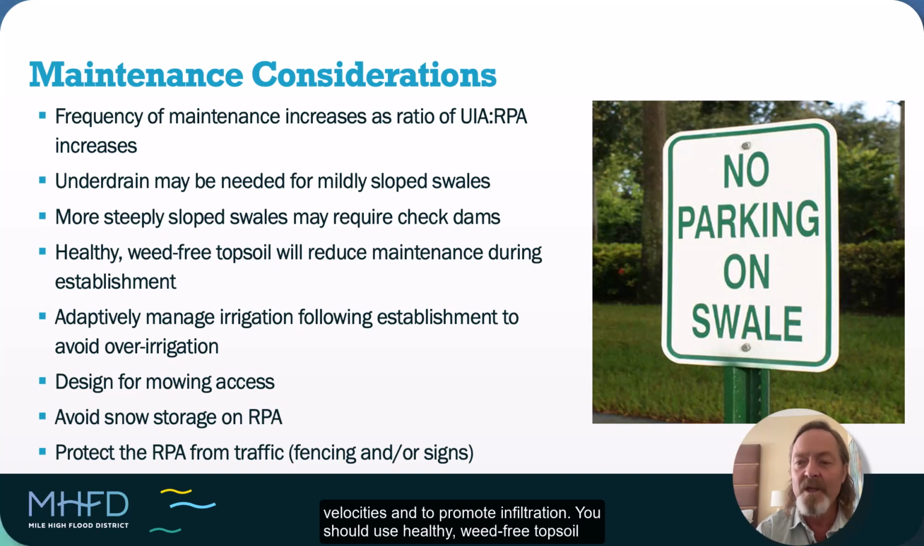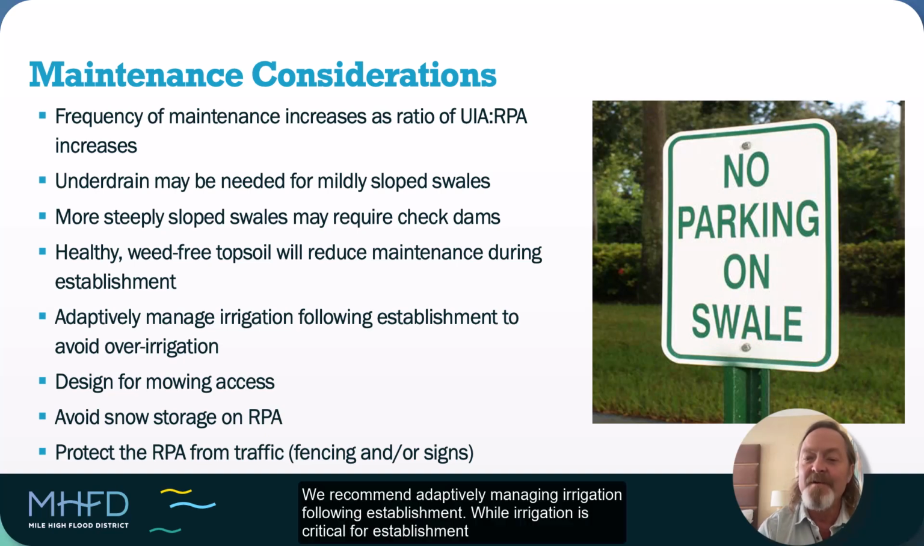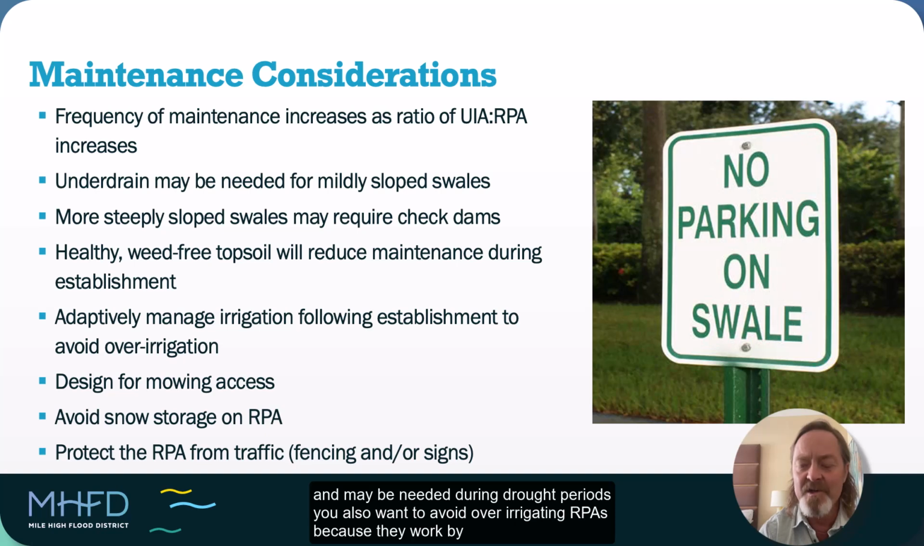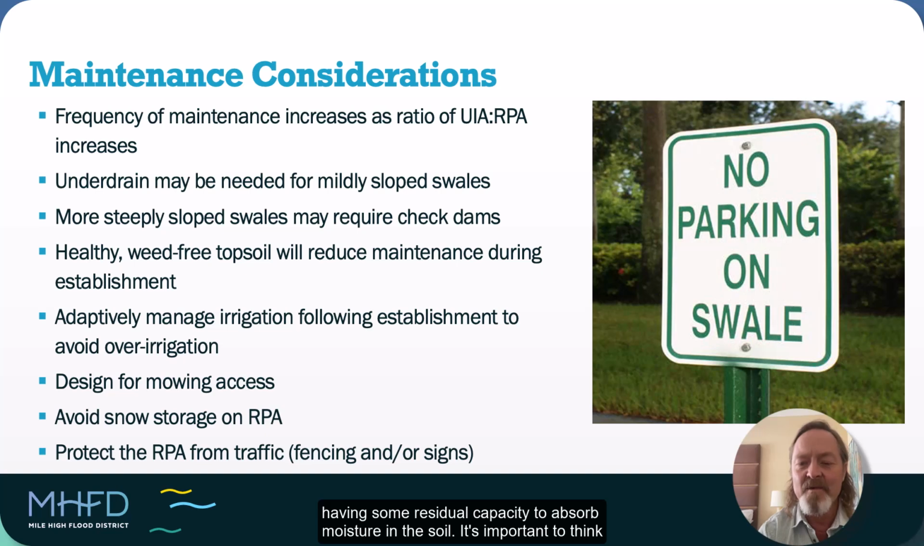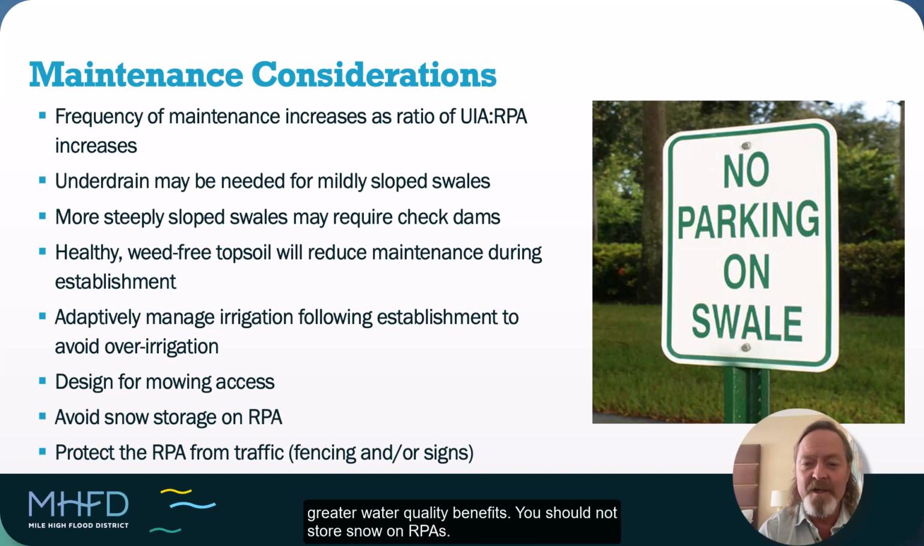You should use healthy weed-free topsoil, and this will help to reduce your maintenance requirements during establishment and also over the long term. We recommend adaptively managing irrigation following establishment. While irrigation is critical for establishment and may be needed during drought periods, you also want to avoid over-irrigating RPAs because they work by having some residual capacity to absorb moisture in the soil. It's important to think about maintenance when you're designing for mowing. Milder slopes will make mowing safer and also will provide greater water quality benefits.